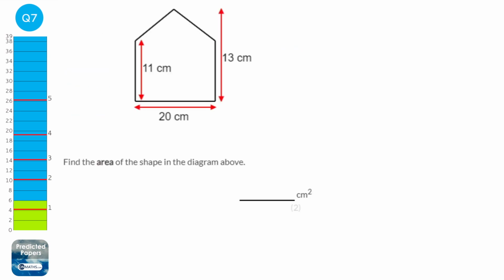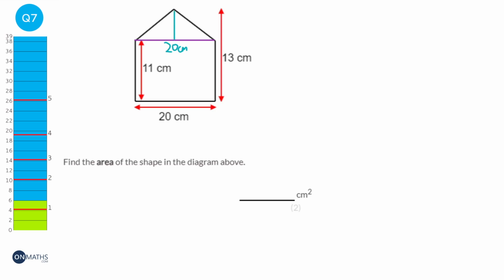To answer this question, we need to cut this shape into 2 shapes. So we're going to draw a line across here, and we're going to cut it into a rectangle and a triangle. Now we need to first of all label the parts of the triangle. So the base of the triangle will be the same as the base at the bottom, so that will be 20 centimeters. And we need to find the height, which is this length here, which is 90 degrees to the base.